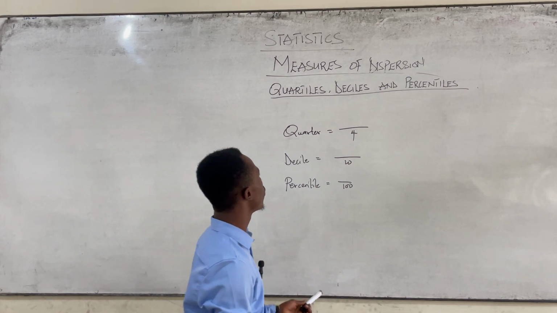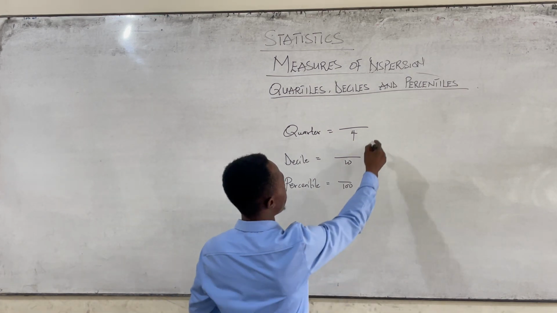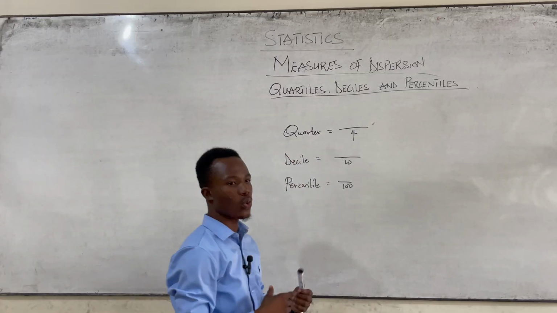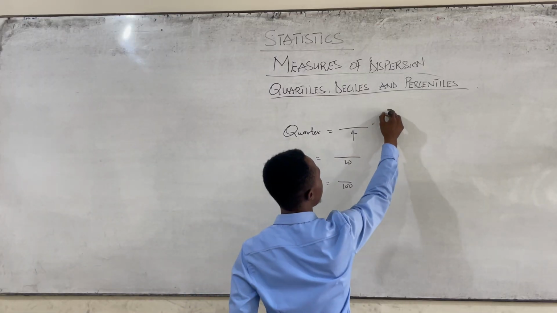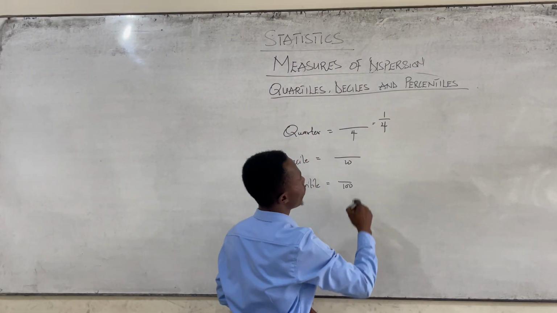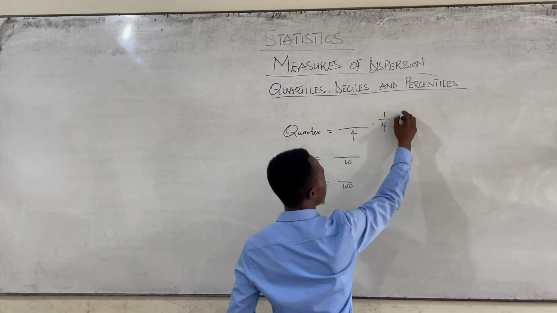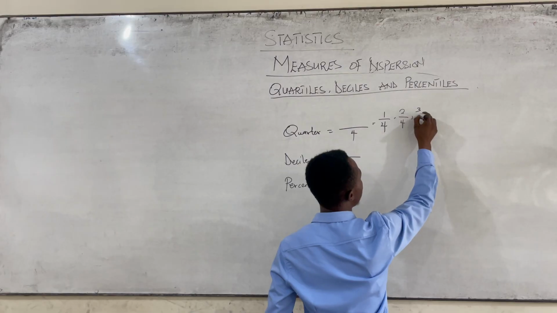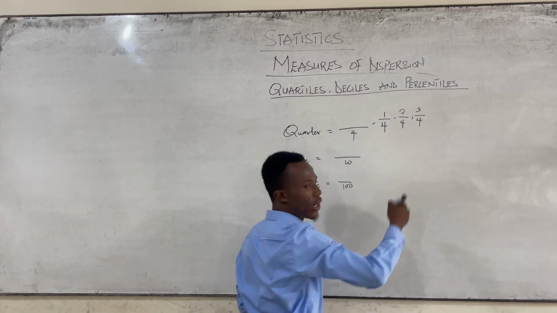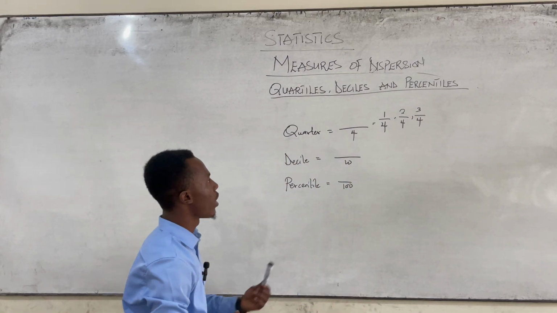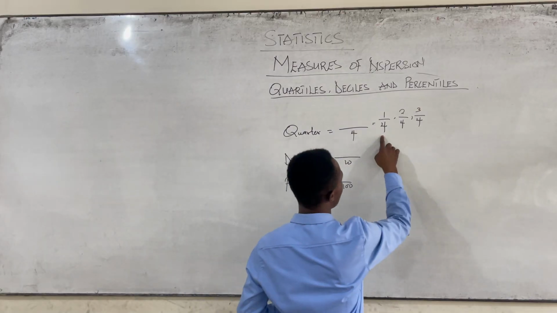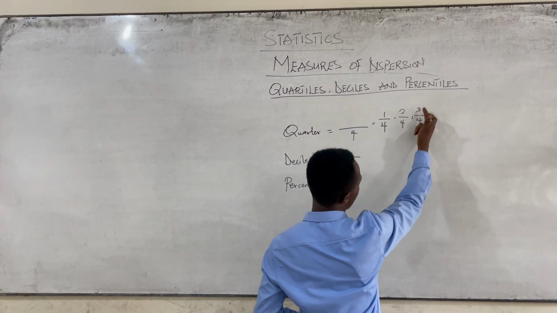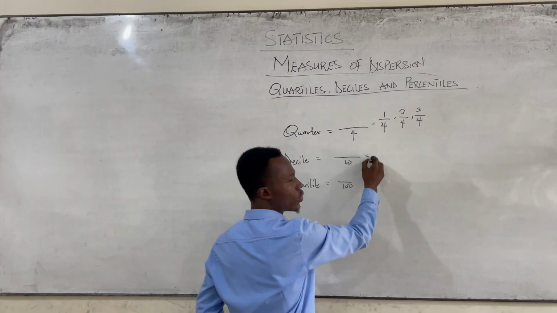So first quartile, when you hear first quartile, it means 1 over 4. The next one is second quartile, that is 2 over 4. And the third one is third quartile, that is 3 over 4. We don't have fourth quartile, we don't have 4 over 4. So the least is 1 over 4 and the highest is 3 over 4.